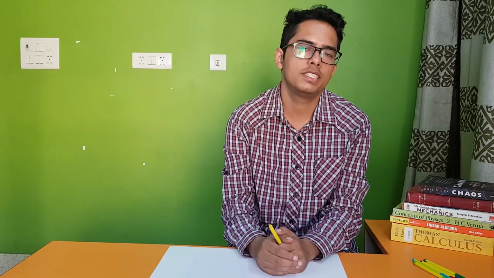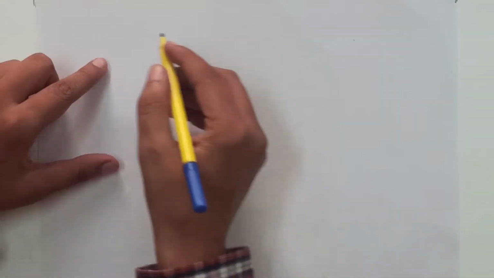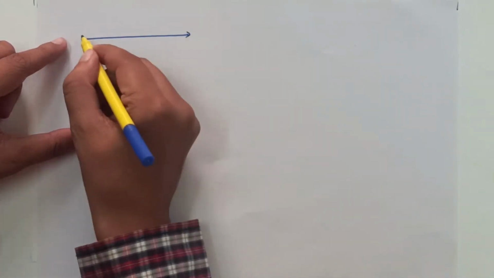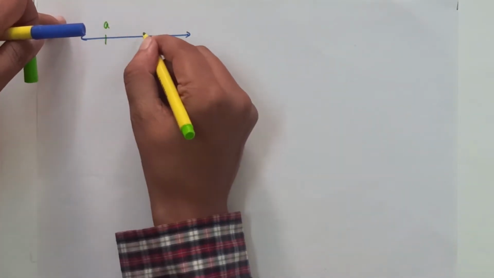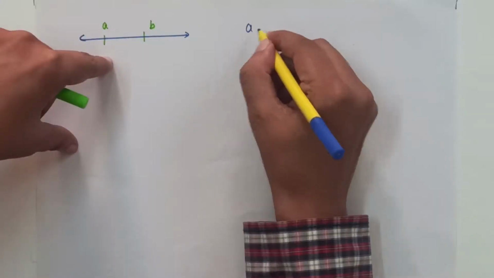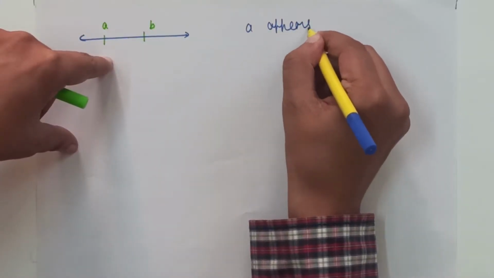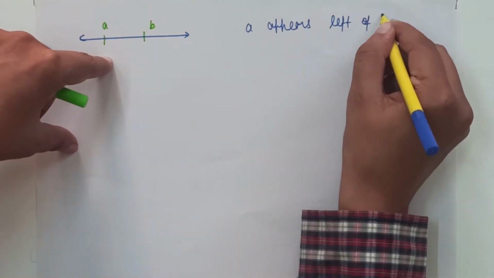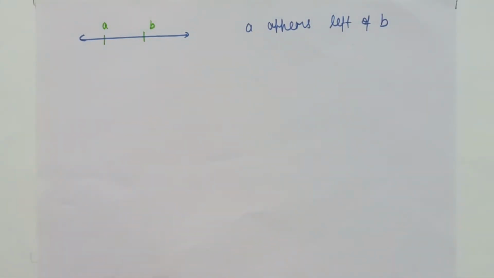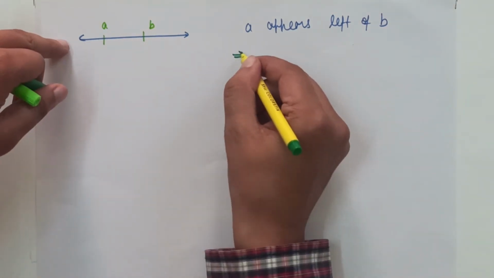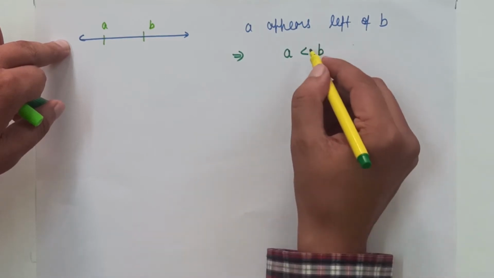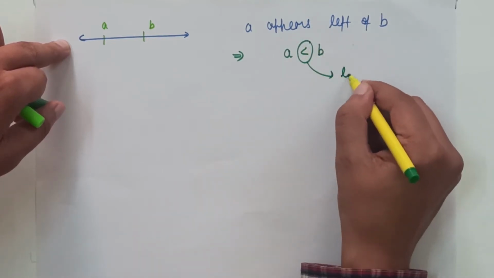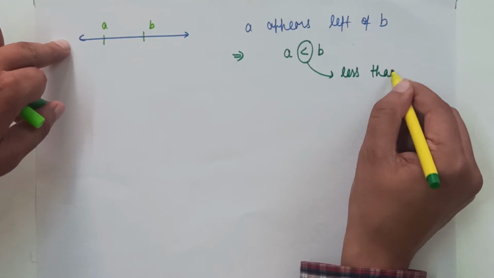Let's begin with taking a real number line. Let's take two points on it, say A and B. As you can see, A appears left of B. So if A appears left of B, then we say in symbolic notation that A is less than B, where this is the sign of less than.